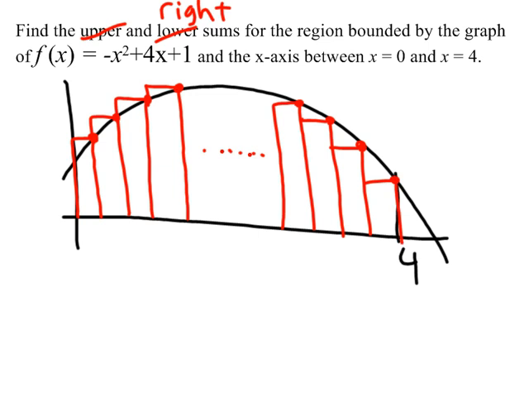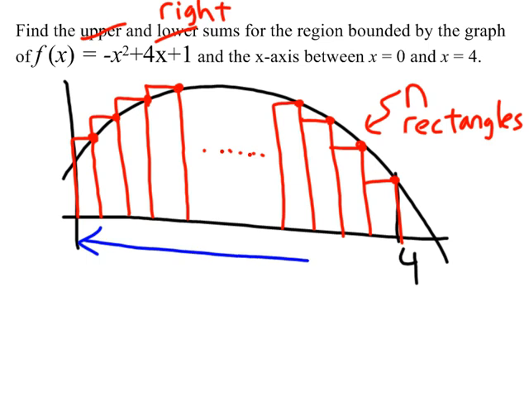And there we have it. There are our right rectangles, and there are n total rectangles. So let's fill in some more information here. This is a total width. This interval has a total width of 4, and there are n rectangles, right? So each individual rectangle has a width of 4 over n.